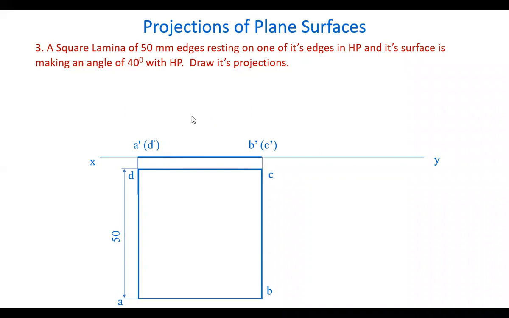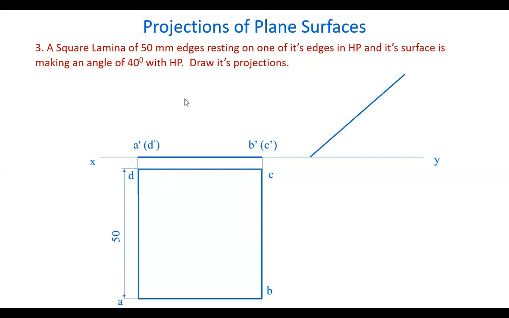It will result in one side, left side we have an edge AD, right side we have an edge BC. So if you are lifting this side, BC will be in the horizontal plane. If you are lifting this side, AD will be in the horizontal plane. So for this case, you can lift on any side. Okay, we want 40 degrees angle with HP.